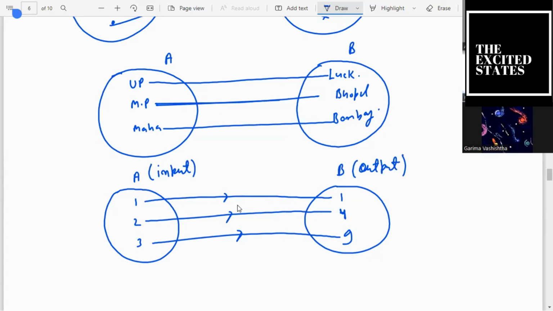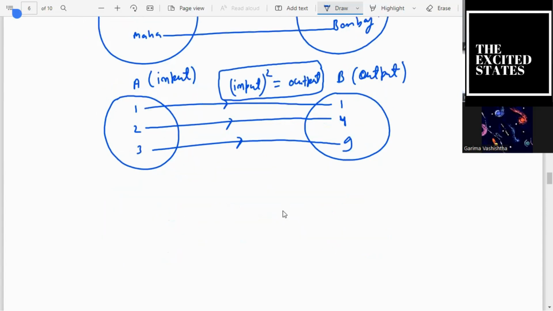So this is a special kind of relationship. That means squaring the input will give you the output. So this is a kind of function. Function means you give an input and you receive an output with a fixed pattern, with a fixed expression. So basically, how are functions expressed in mathematics?